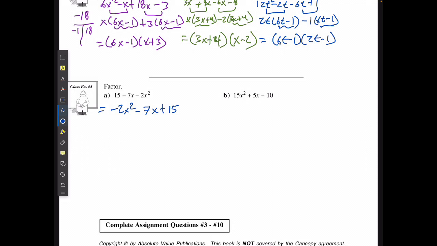Negative 2 times 15 is going to give me negative 30. I need two factors of negative 30 that add up to negative 7. And my magic numbers are positive 3 and negative 10. So I'm going to say that negative 2x squared plus 3x minus 10x plus 15.